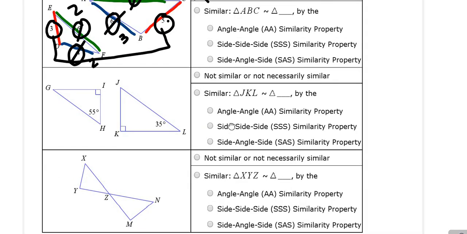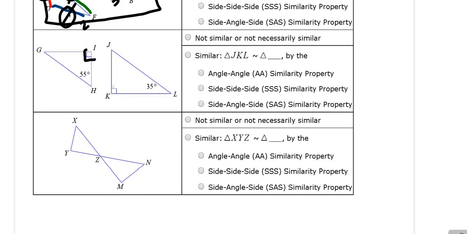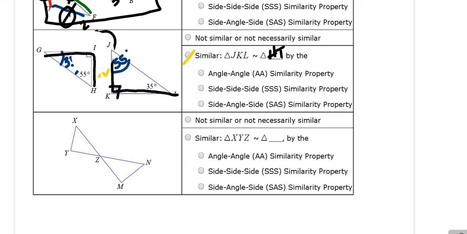Let's take a look here. We have a right angle, so we have at least one congruent angle. If this is 55, that forces this angle to be 35. If that's 35, that forces this angle up here to be 55. So these triangles are similar. And that would be JKL. So JKL is going to match with HIG. And the reason is angle-angle similarity.